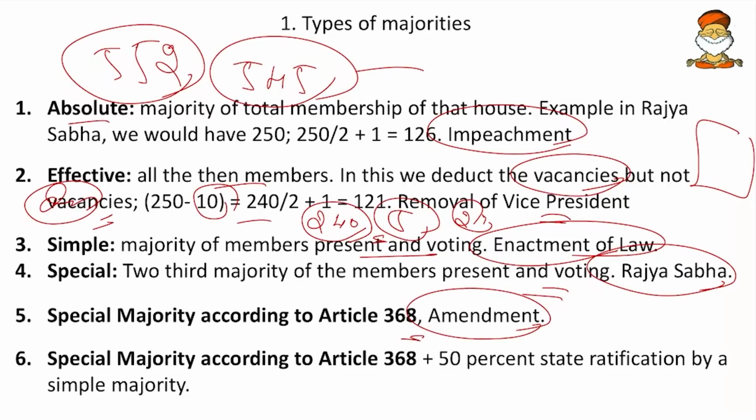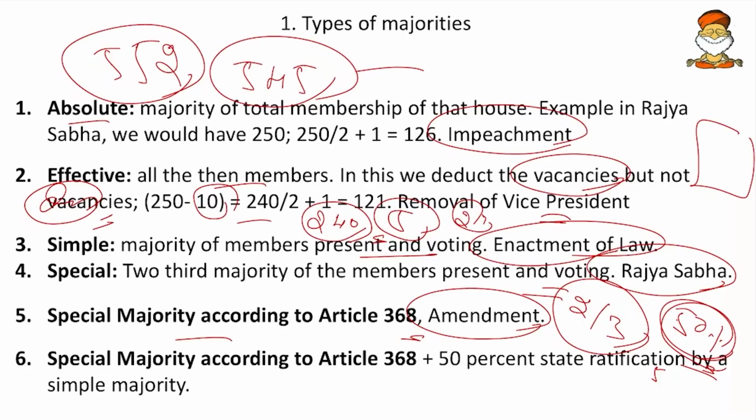Here we have the 2/3 majority of those present and voting, and that number should not be less than 50% of the total membership. That is the number which we obtain by this 2/3 majority. It should not be less than 50% of 545. This 50% is stipulated so that we will not make 10 people sit, and if 7-8 people vote, declare it a constitutional amendment. To maintain the sanctity, we have kept this 50%.